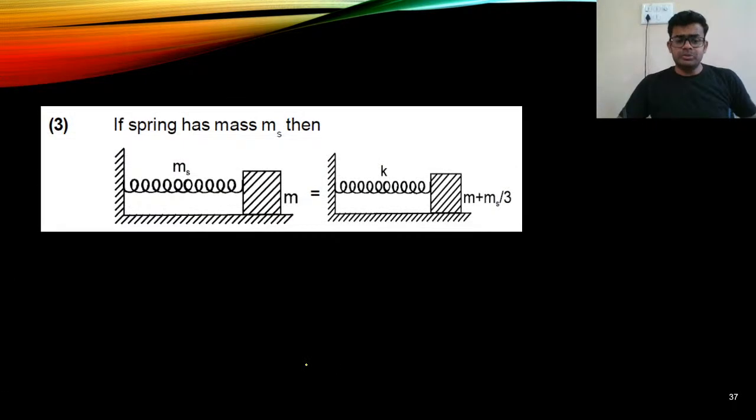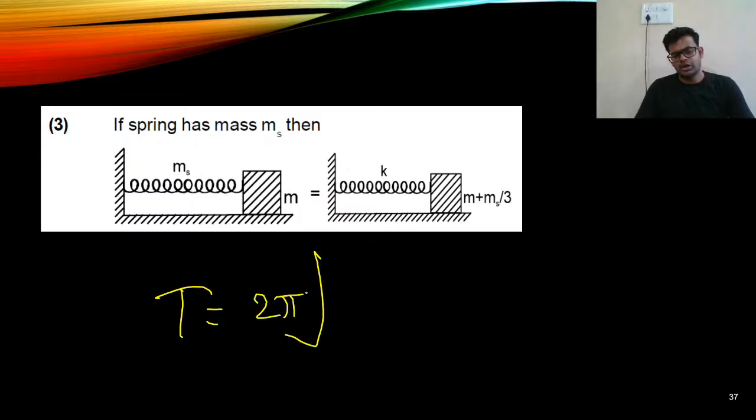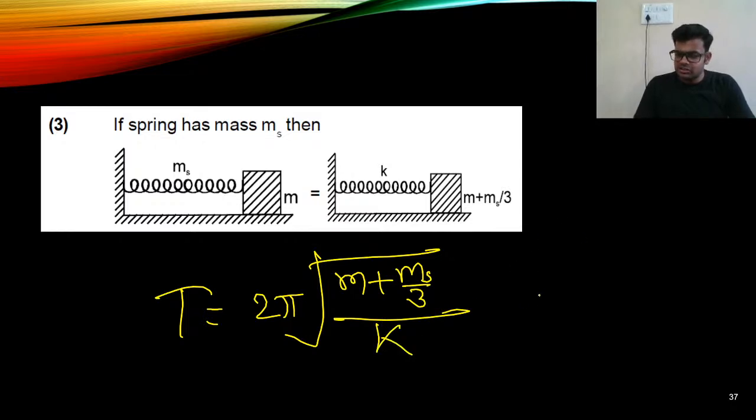So next, if spring is also having mass, in the last formula spring was massless. But suppose spring is having mass and the mass of the spring is ms. Then the formula of time period will be T is equals to 2 pi under root of mass of the block plus mass of the spring divided by 3, divided by k. So same formula, T is equals to 2 pi root of m by k, but here instead of m, I will write m plus ms by 3. ms is mass of spring.